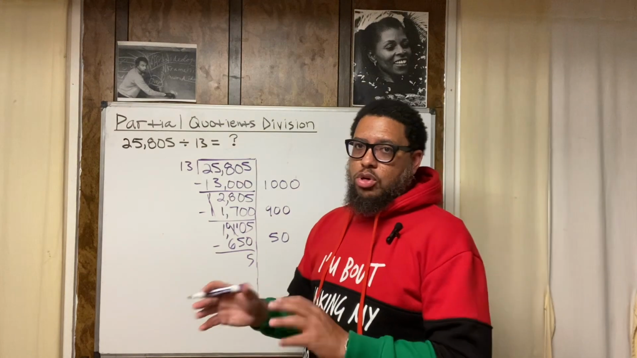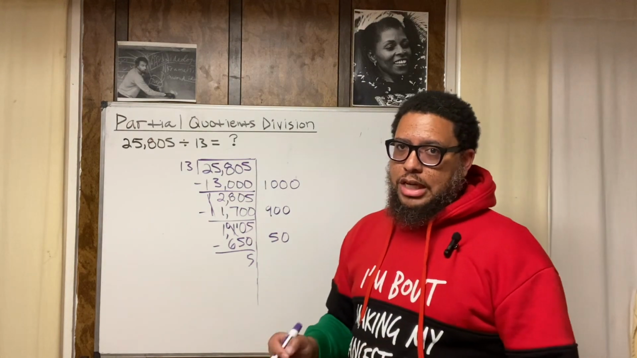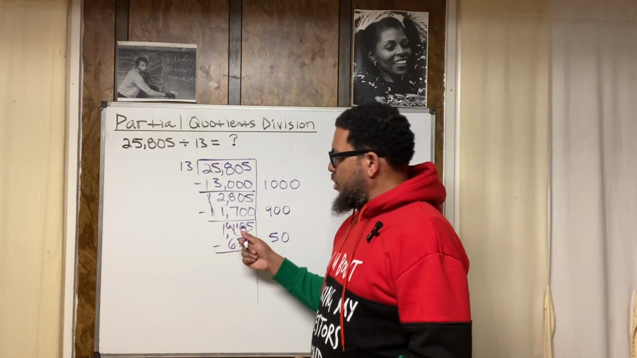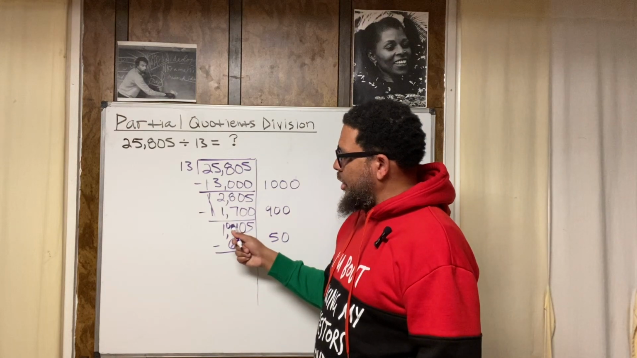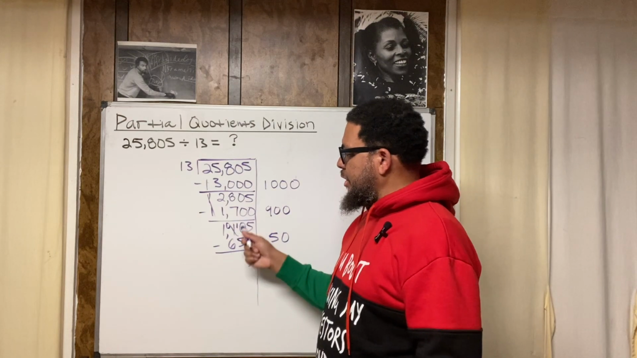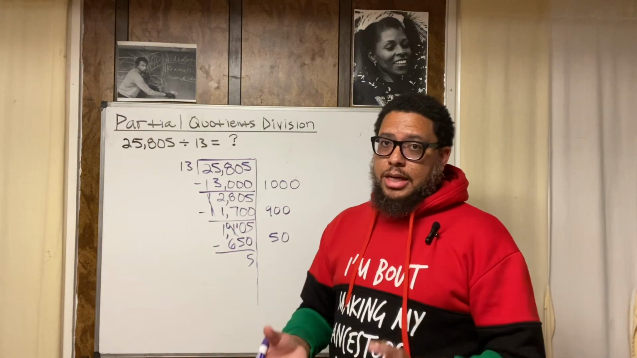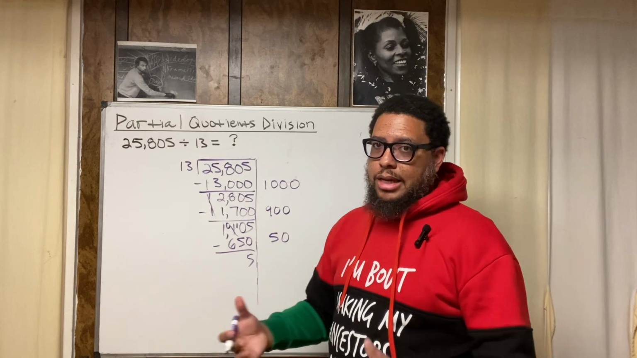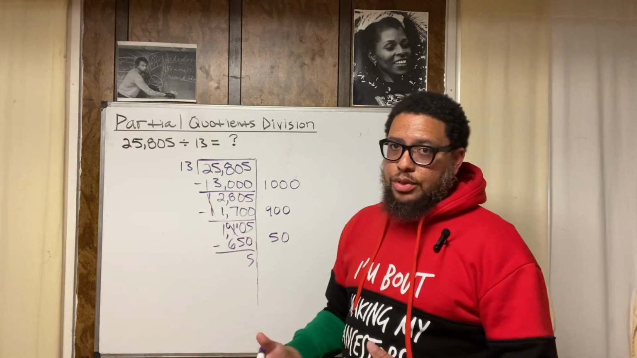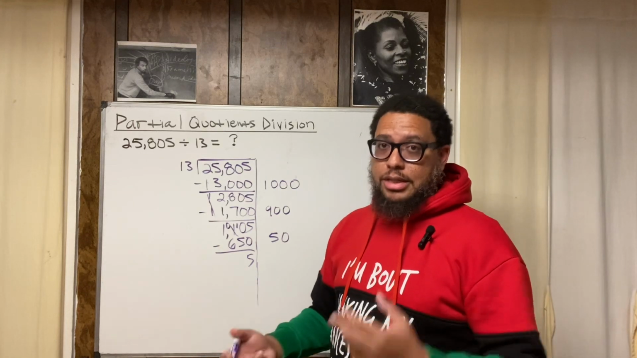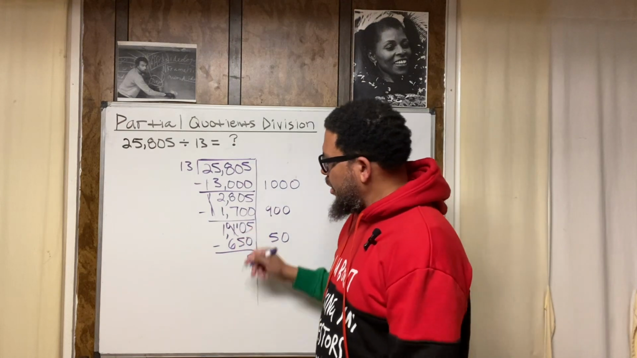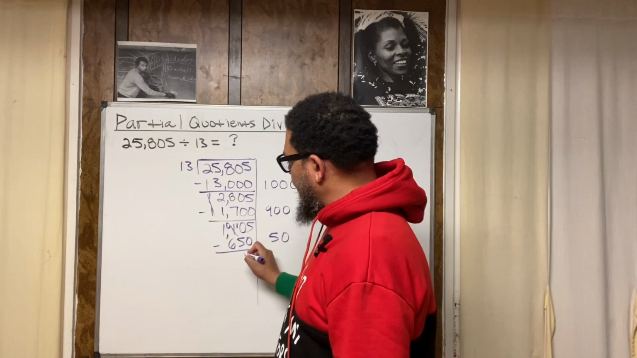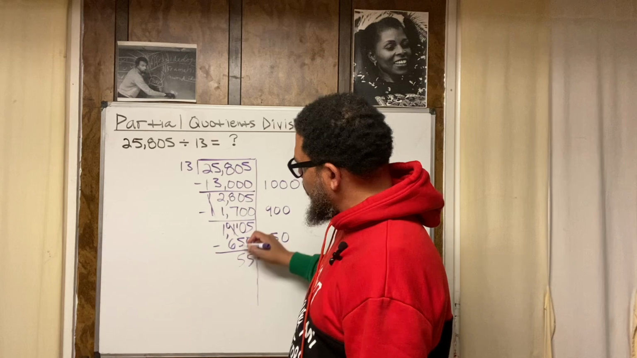Always know when you're borrowing or regrouping why the numbers are changing into what they're changing into. This 0 became a 10 because I took 100 from the hundreds place and put it into the tens column. So how many tens is 100 equivalent to? 10, because what's 10 times 10? 100. How many $10 bills make 100? 10 of them. That's why that becomes a 10. So now I could do 10 take away 5 and I get 5. 10 tens minus 5 tens leaves me with 5 tens.